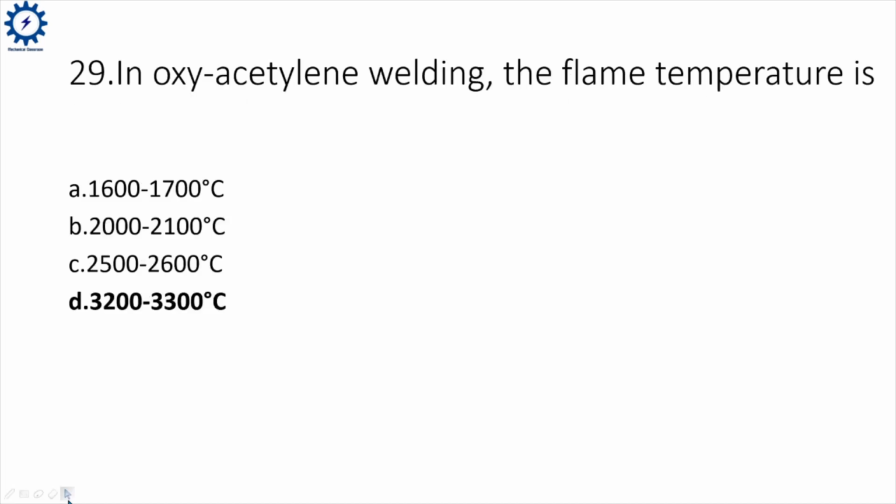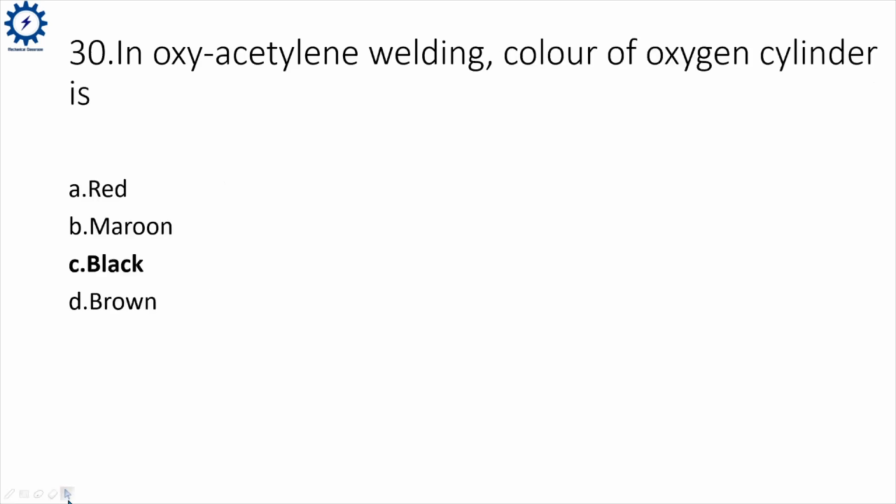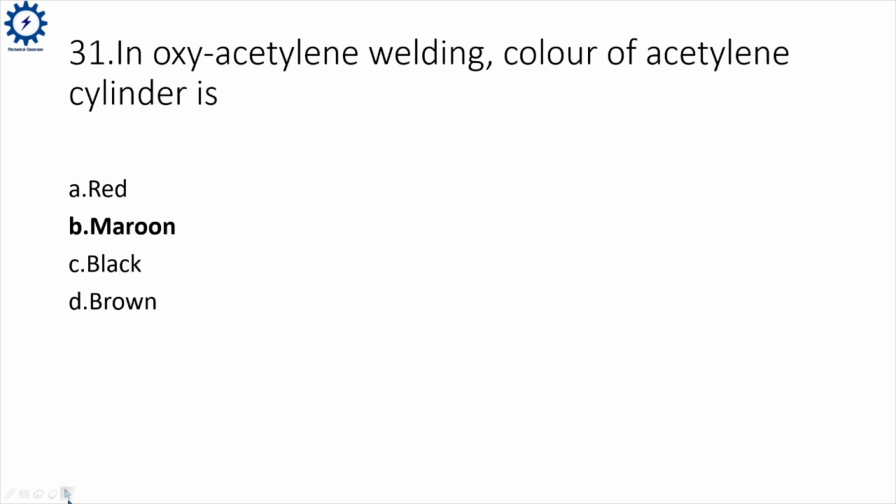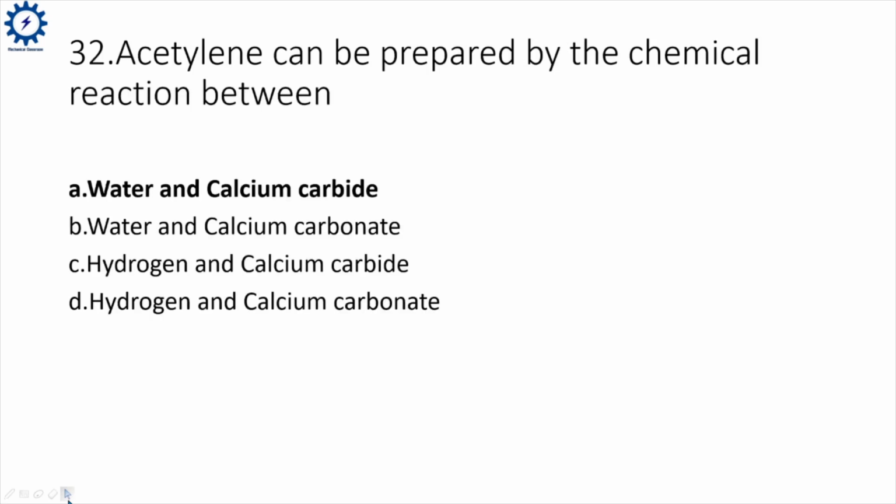In oxy-acetylene welding, the flame temperature is 3200 to 3300 degrees Celsius. In oxy-acetylene welding, color of oxygen cylinder is black. In oxy-acetylene welding, color of acetylene cylinder is maroon. Acetylene can be prepared by the chemical reaction between water and calcium carbide.